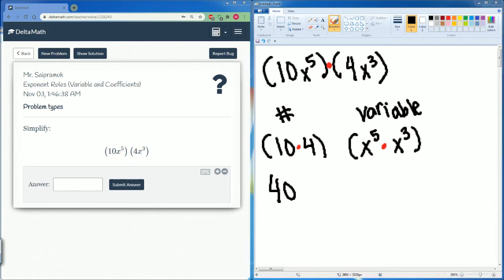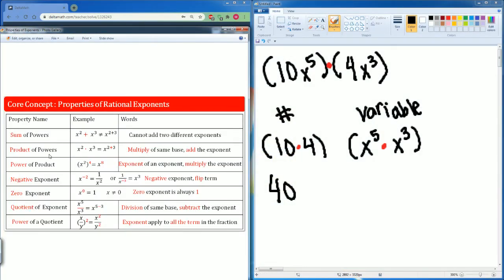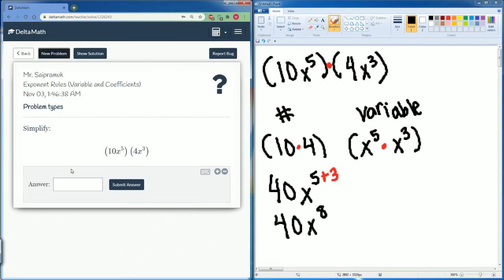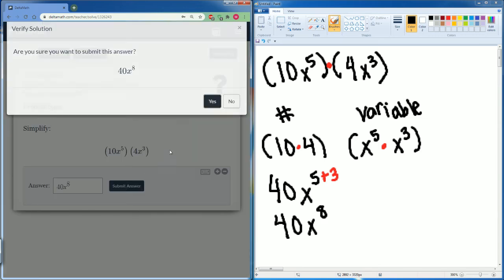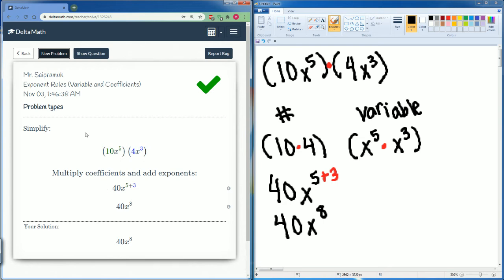If we take a look at our properties, this is a product of powers. They have the same base of x. We're going to add the exponents. So it becomes x, 5 add 3. So the final answer is 40x to the 8th power. 40x to the 8th power. There you go.